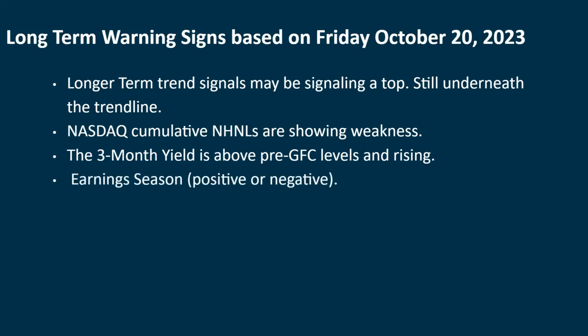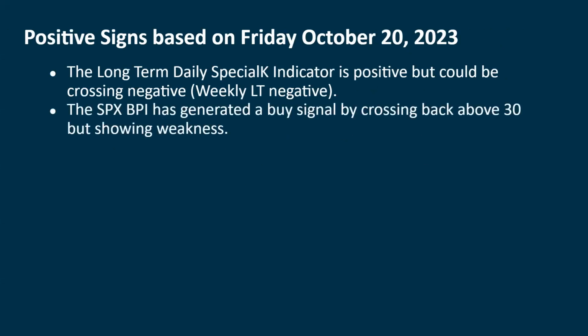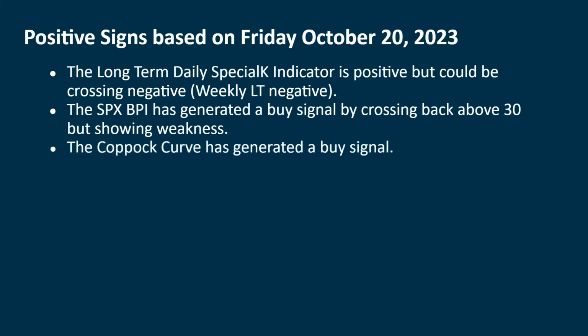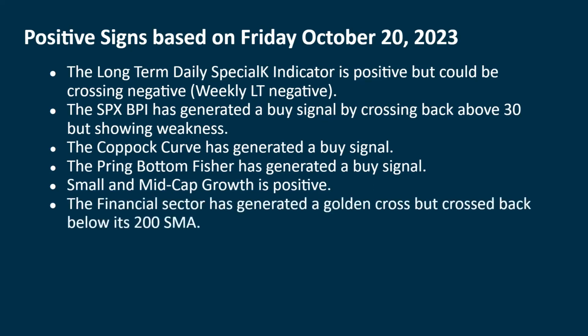And then we're dealing with earnings season, which can be either positive or negative. The positive signs on the daily chart: we're still wondering what's going to happen with the special K indicator. The BPI was looking better, but now it's starting to show some weakness. The Coppock curve is generating a buy signal, even though that's rolling over. And the Pring bottom fisher is just merrily going higher right now. Small and mid-cap growth continues to be positive on the daily charts. The financial sector, which was able to get above its 200-day moving average, has now dropped back below it. The longer it stays below that, the more it may see a death cross.